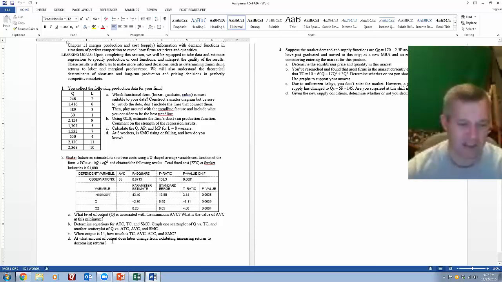And I think because I liked getting the 400 emails from everybody asking about how do I know what's happening to marginal product? All I have is the cost information. I liked responding to those questions, so I gave you another similar type of question here. So you've got this cost data, you got this regression from using the cost data, and then it says at what amount of output does labor change from exhibiting increasing returns to decreasing returns? So again, you might be like, well, how am I supposed to know about labor? All I have is the cost information.